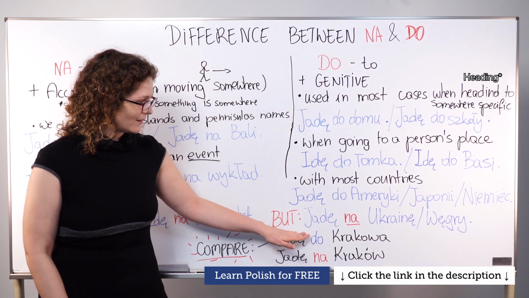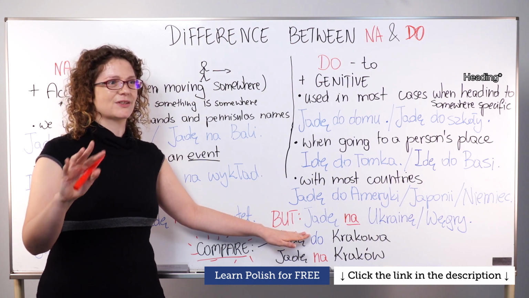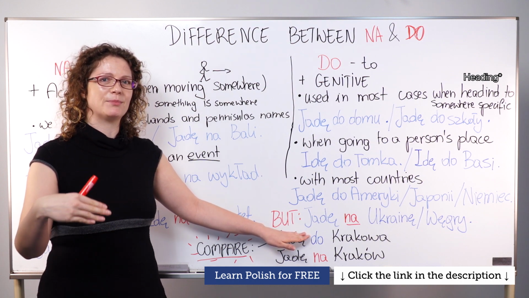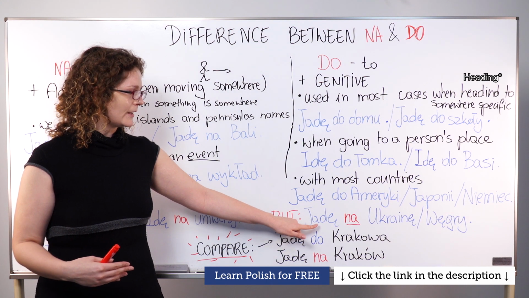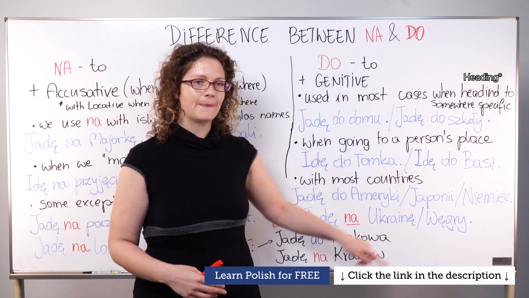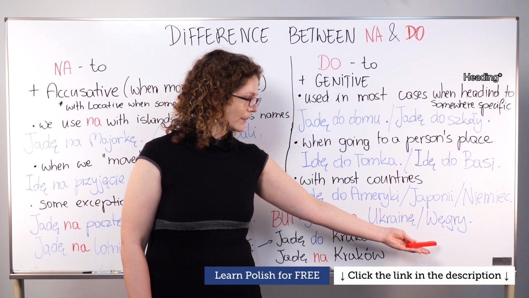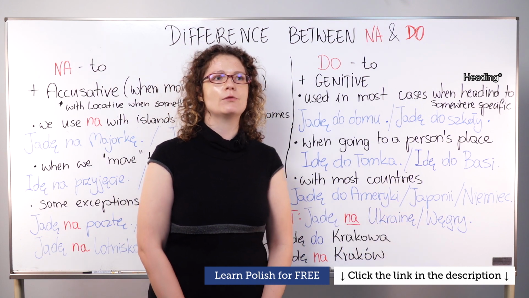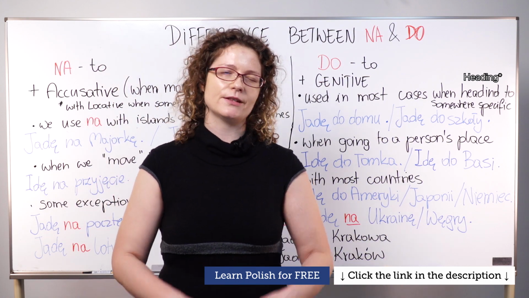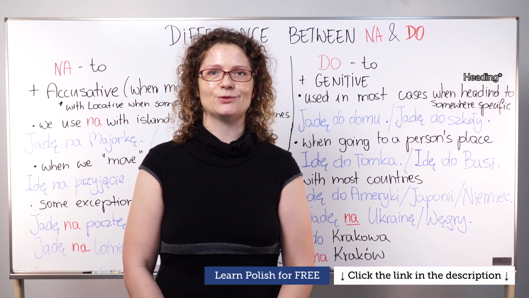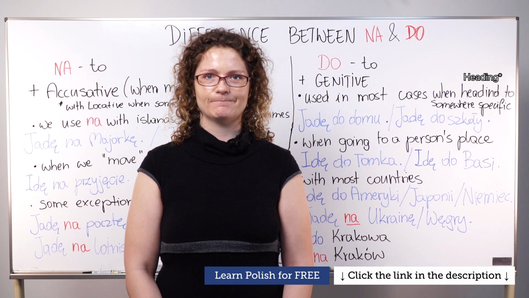First of all, those two countries I want you to remember. There are maybe some more, around 6 or 7, but there are those two that probably will come up in a conversation. And those are jadę na Ukrainę, jadę na Węgry. So both Ukraina and Węgry are those exceptions, and as you can suspect, Ukraina is Ukraine and Węgry is Hungary.